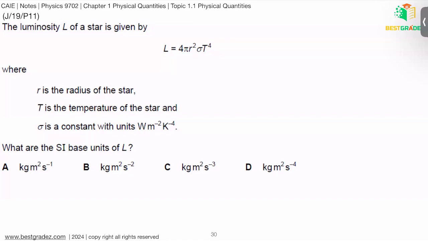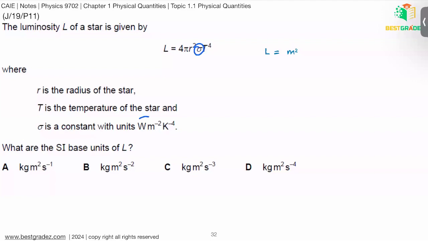Pi we will ignore, okay? Pi doesn't have a unit, 4 doesn't have a unit. R is radius, so radius we cannot ignore, so we have to put meter power 2. This symbol is some constant which we don't know what it is, but they have given us the unit. And temperature is Kelvin, so then you put Kelvin power 4. But in sigma, this symbol shows that 4 and pi don't have to be considered. Radius square, so it becomes meter square.